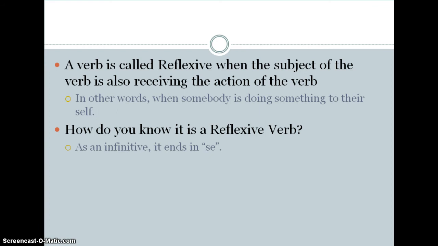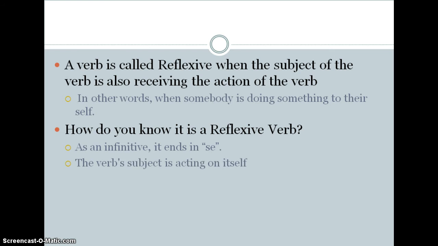And how do you know it's a reflexive verb? First of all, in the infinitive form, it has se at the end of it. So all of those verbs in that rutina diaria: acostarse, afeitarse, arreglarse, bañarse, etc., etc. Also, the verb subject is acting on itself. Another way to say what we just set up here. So I wash my hair, you wash your hair, he washes his hair. All of us are washing our own hair, so it's a reflexive verb. I remember that because if I look in my reflection in the mirror, I'm seeing myself, and that's what I'm doing with reflexive verbs, is doing something for myself, okay?